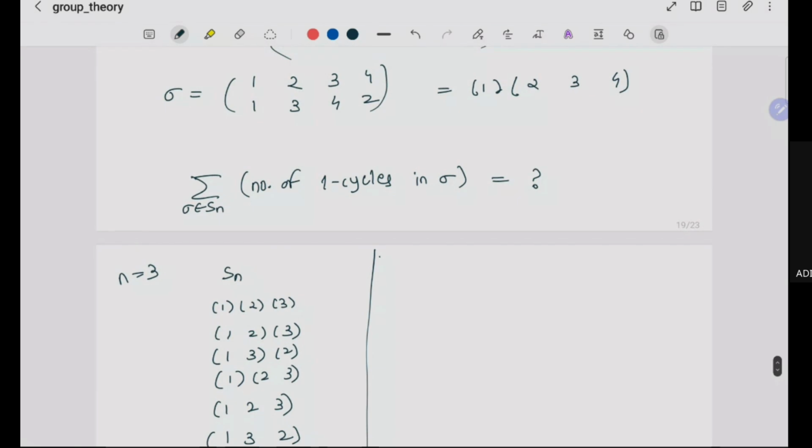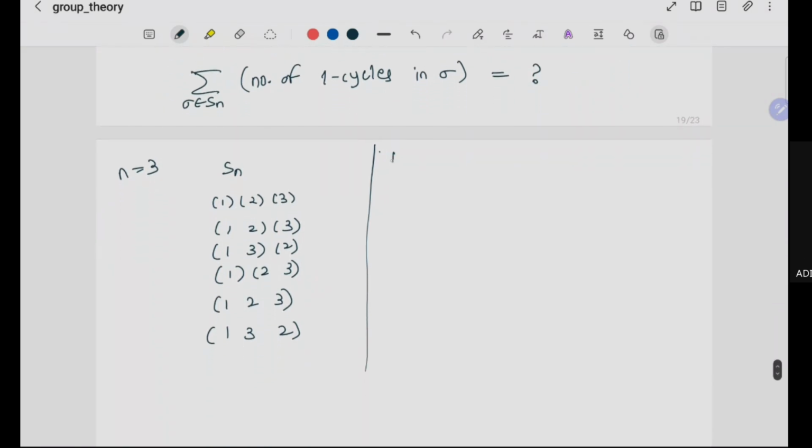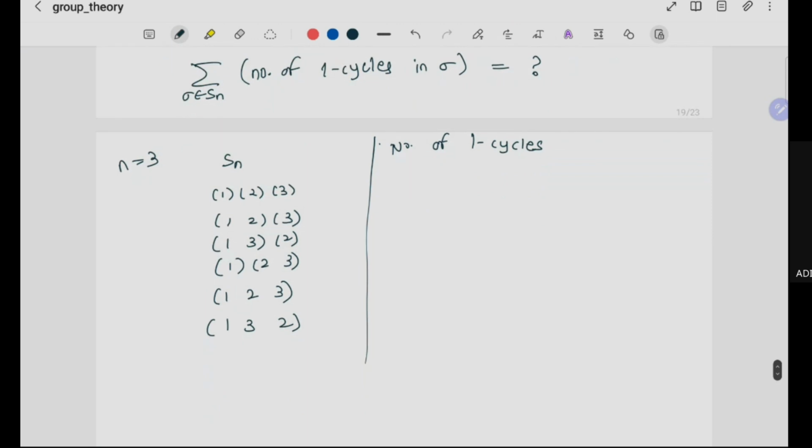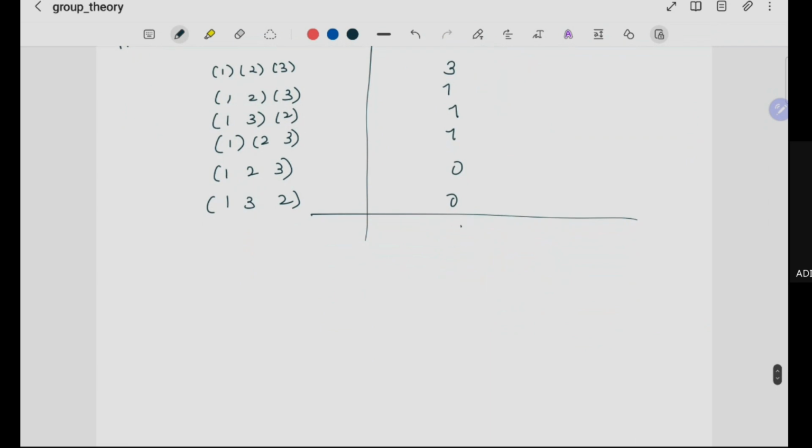And what they are asking is the number of one cycles. So the fixed points, the ones which are not moving, are one cycles. For example, here the number of one cycles is 3. Here the number of one cycles is 1. Here it is 1. Here again it is 1. Here it is 0, 0. So what is the sum? It is 6 in this case.